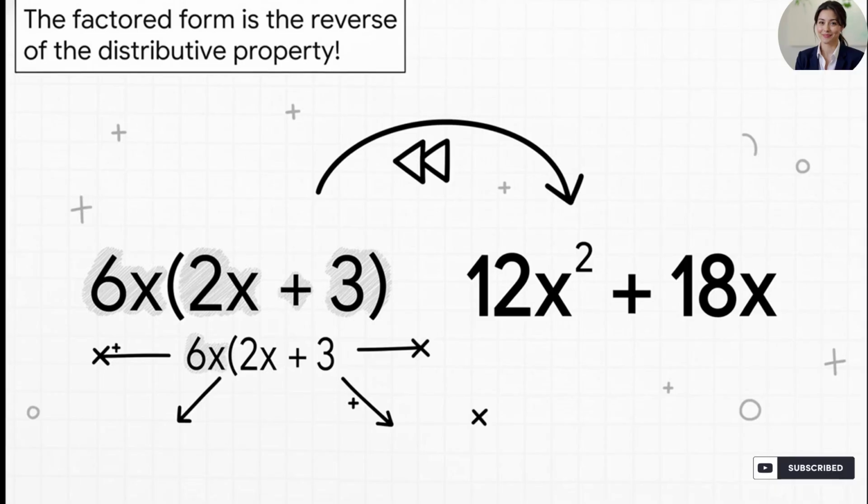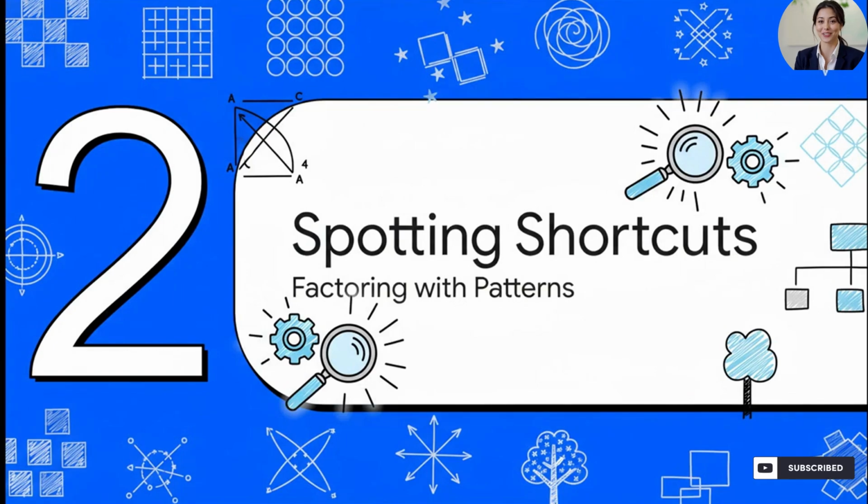You can see how this is just like the reverse of the distributive property. And the best part? You can check your work. If you multiply that 6x back into the parentheses, guess what? You get right back to where you started. Perfect. All right, now that we have the golden rule down, it's time to level up.